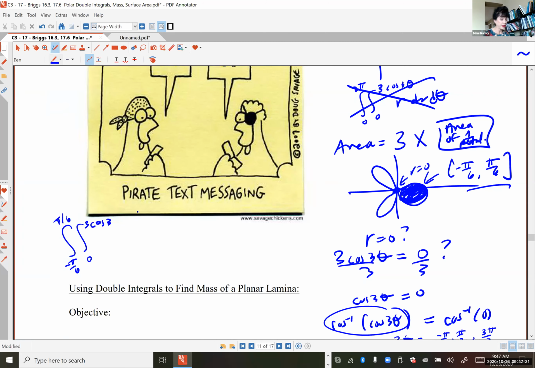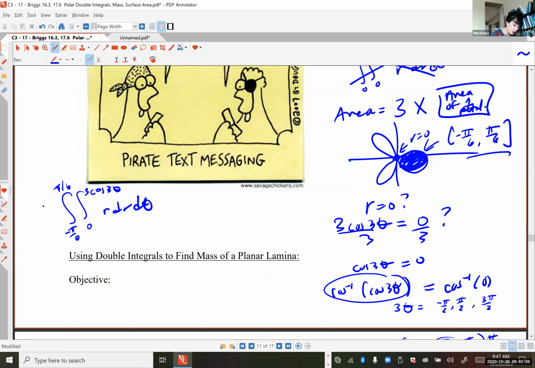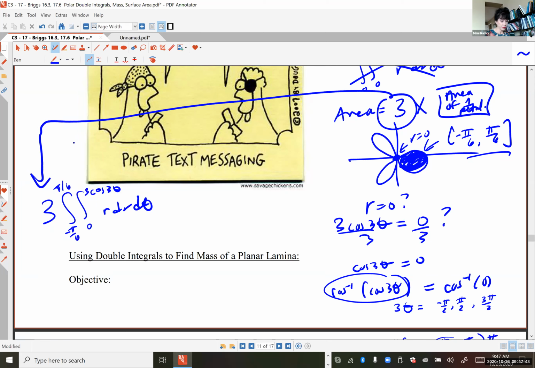Aha, there we go. And then you're going to go, okay, the area element is r dr d theta. And then you go ahead and you integrate. And then we are going to multiply this by 3 ultimately because we want the total area, and we'll multiply by 1 petal's worth. So you know the drill. The antiderivative here is r squared over 2.